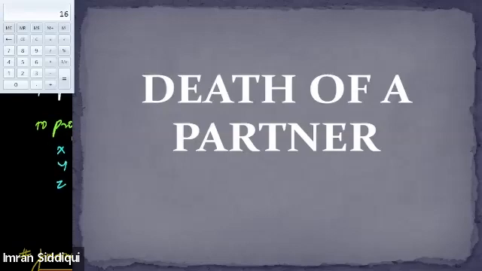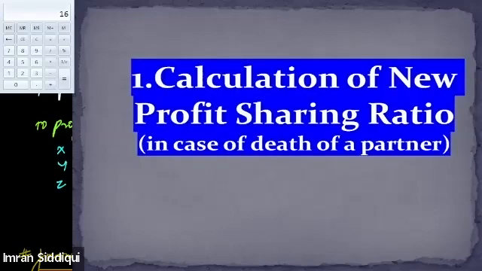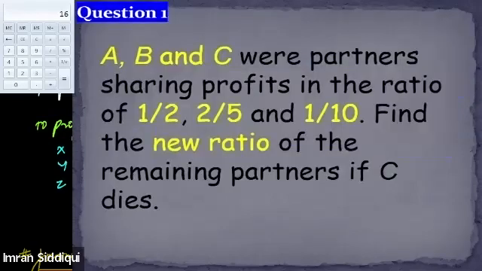We'll first start with the calculation of the new PSR, and we'll solve the first question. A, B, and C were partners sharing profits and losses in the ratio of 1/2, 2/5, 1/10. We need to find the new profit sharing ratio of the partners if C dies. Will you please tell me the new profit sharing ratio of A and B if C dies?